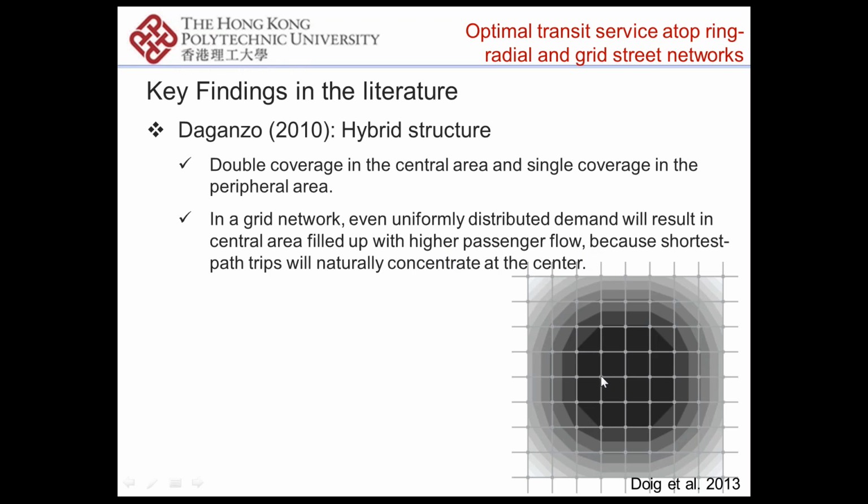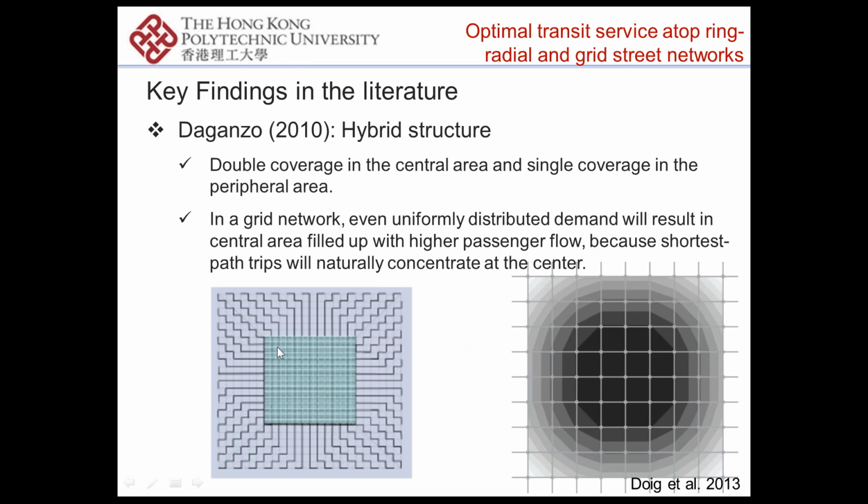That means the shortest path trips will naturally concentrate at the center. And if we look at this hybrid network structure of transit, you will find that providing double coverage, which means a higher service frequency in the central area, is naturally consistent with the distribution of passenger flows over the network. That's why this hybrid structure is superior to the traditional structures. And here we will explore this hybrid structure in the ring-radial network too.